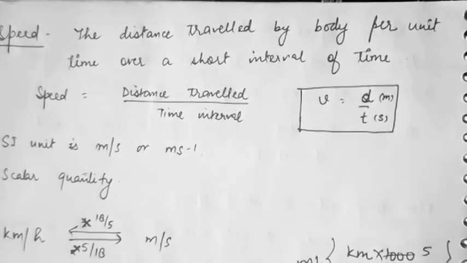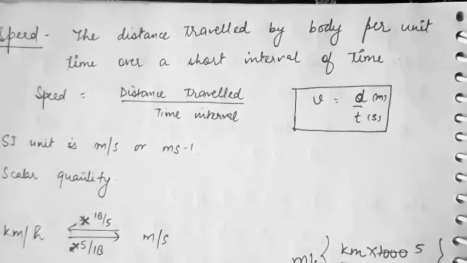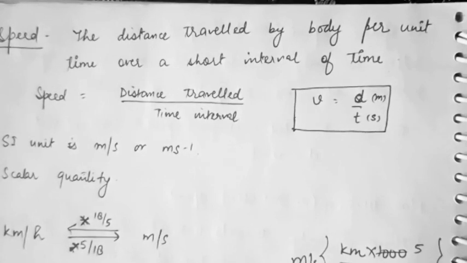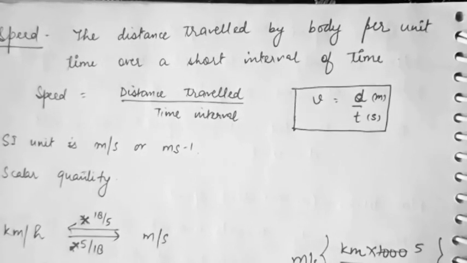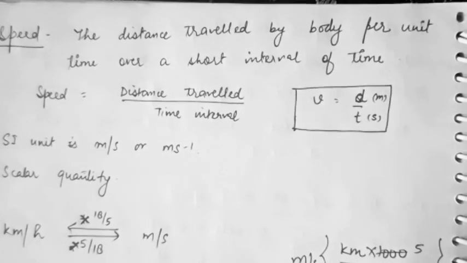Suppose we have n number of speeds given. So before adding, what we'll do is we'll change all the units to meter per second or to kilometer per hour. We cannot add kilometer per hour to meter per second.